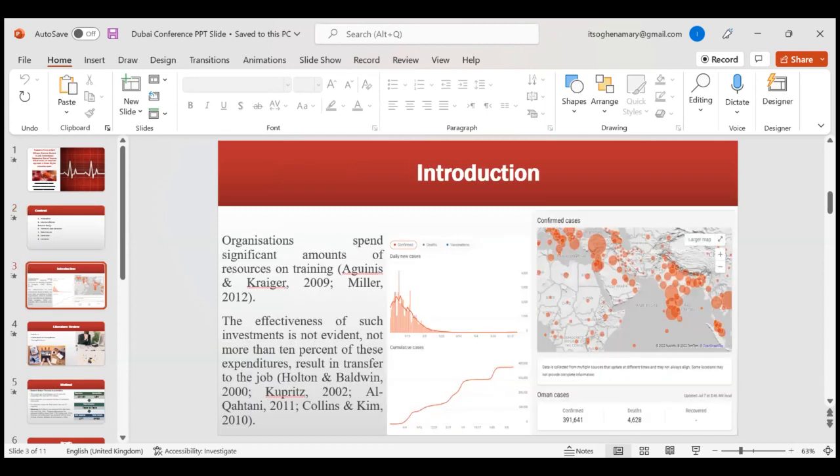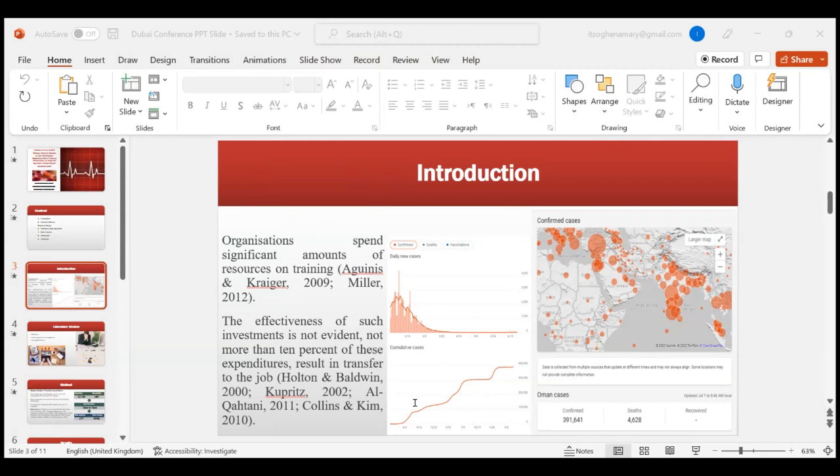Once we look at the introduction, we all see that organizations spend a lot of money on training. They spend a lot of money on their human resource, and we all know that human resource is one of the most valuable assets of every organization. Because of this, globally, organizations spend billions of dollars on training their employees.